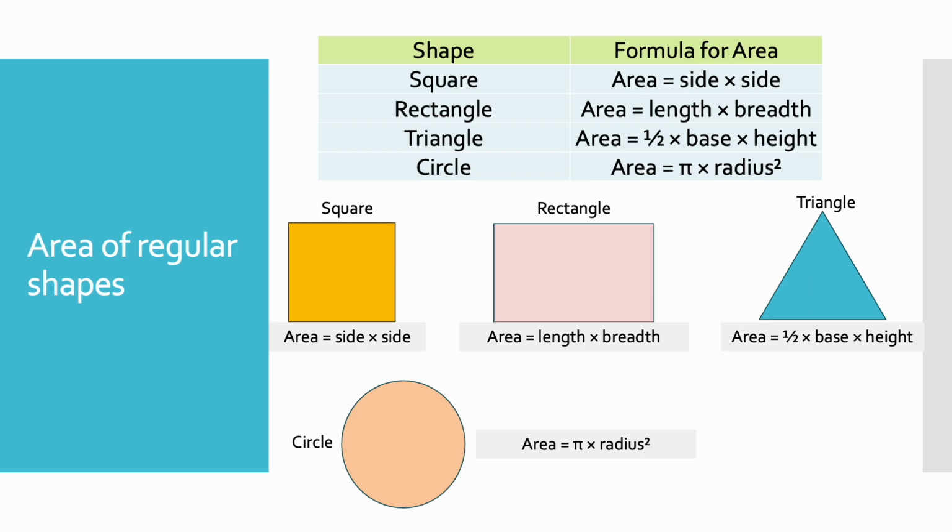You can look at this table. Area of square, rectangle, triangle and circle can be calculated using this formula. Area is side multiplied by side for square, area is length multiplied by breadth for rectangle, area is half base into height for triangle, and area is pi r square for circle.